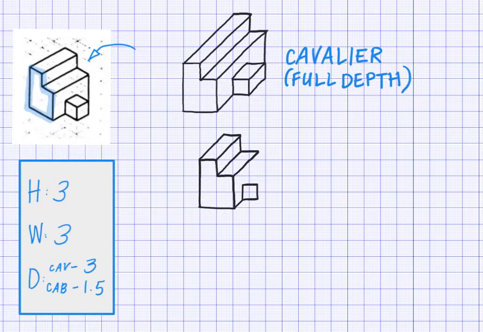And then I'll go back 1.5 units again. Oh, actually, that's a mistake there. Sorry about that. Since this only goes back 1 unit, 1 unit, 1 unit, my depth here is actually just going to be half. Just like that. I can connect my boxes, bring this down, and this is an example of a cabinet, or an oblique that is half depth.